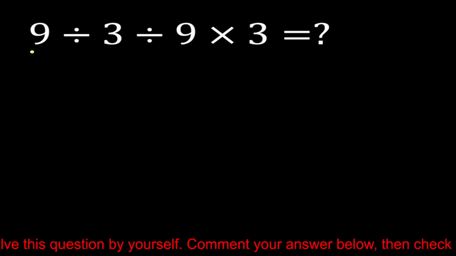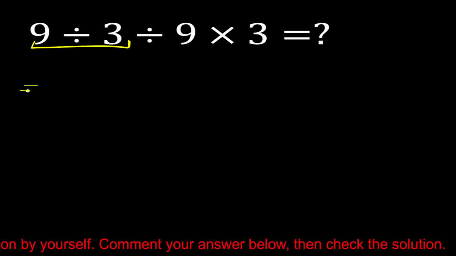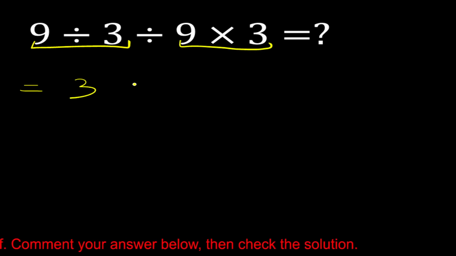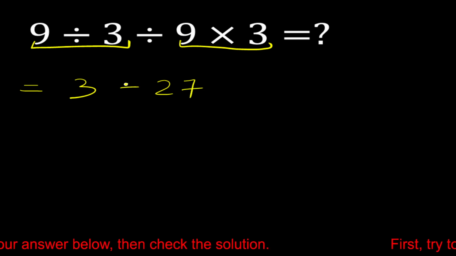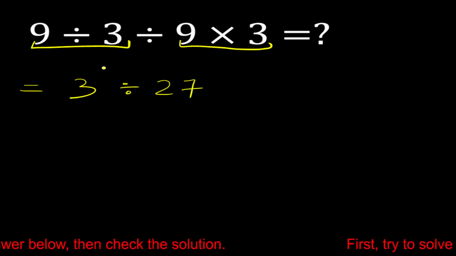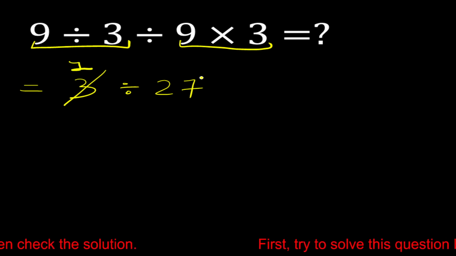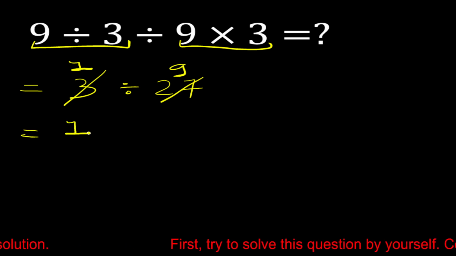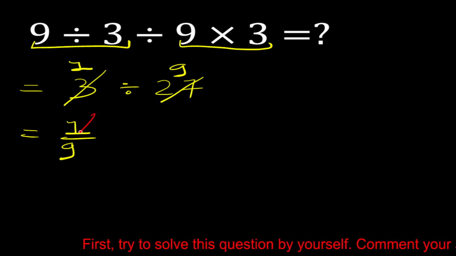So most people solve this question like 9 divided by 3 is equal to 3. Then again 9 multiply 3 is equal to 27. Okay, so 3 divide 27. So 3 divide 3 is equal to 1. 27 divide 3 is equal to 9. So the answer is 1 by 9. Okay, but this answer is not correct.